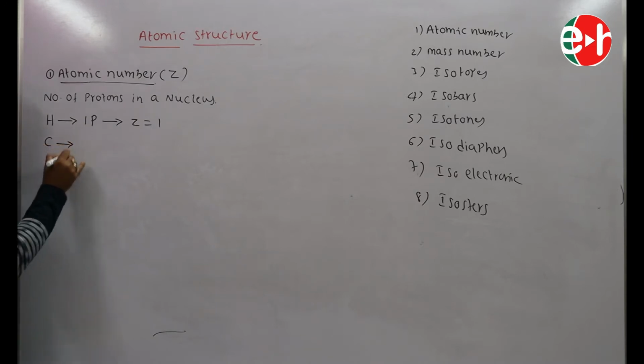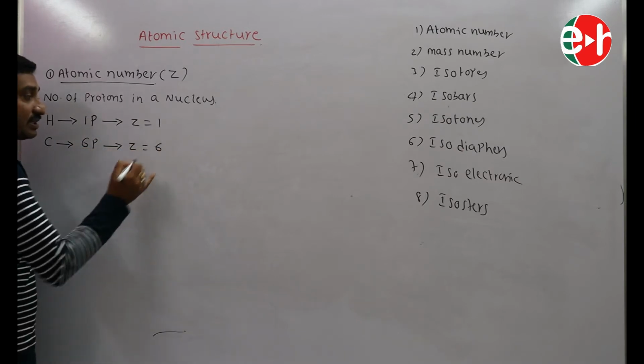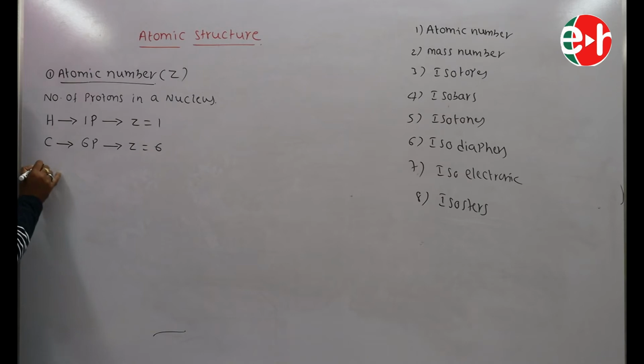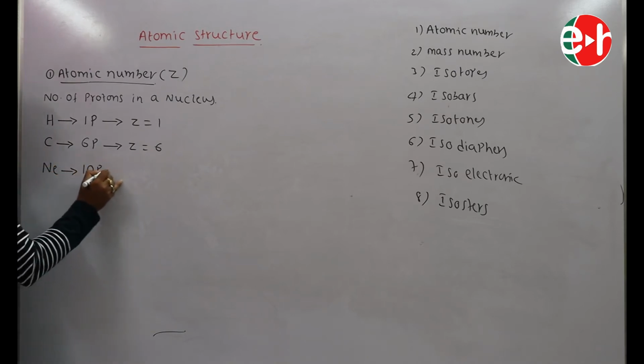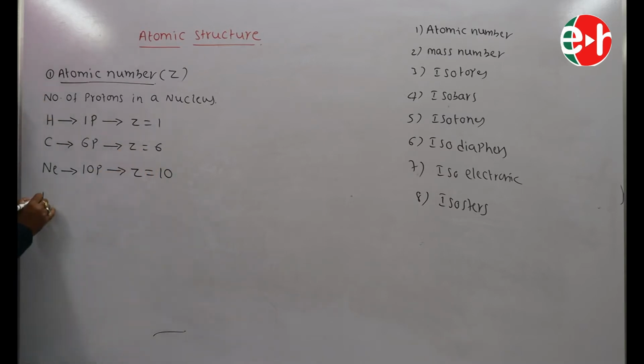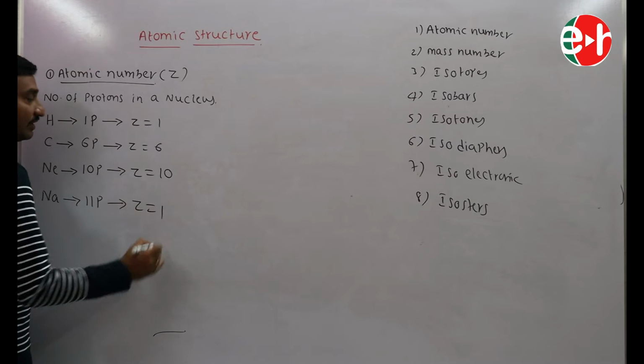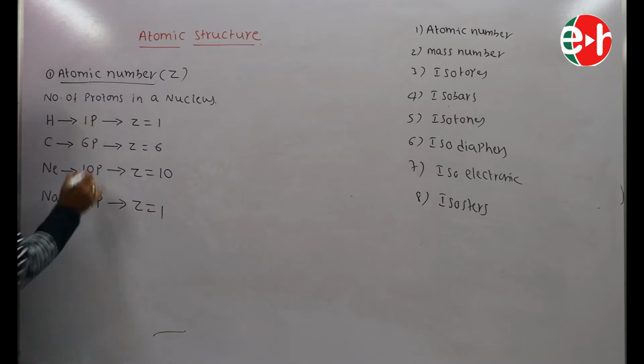Carbon. In its nucleus, it has 6 protons. That's why atomic number Z is equal to 6. Neon. It has 10 protons. That's why atomic number Z is equal to 10. Sodium. It has 11 protons in its nucleus. That's why atomic number 11. So the number of protons in the nucleus of an atom is called the atomic number.